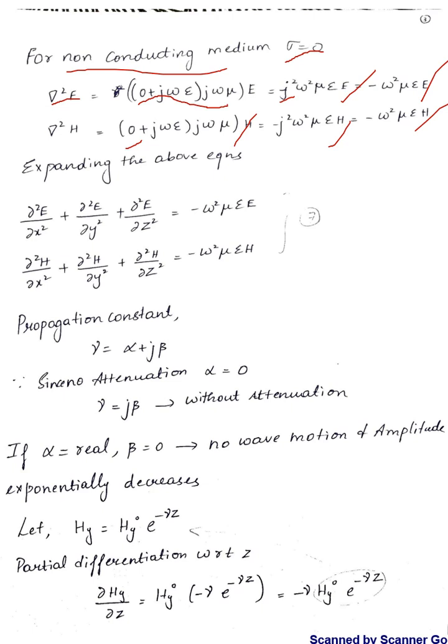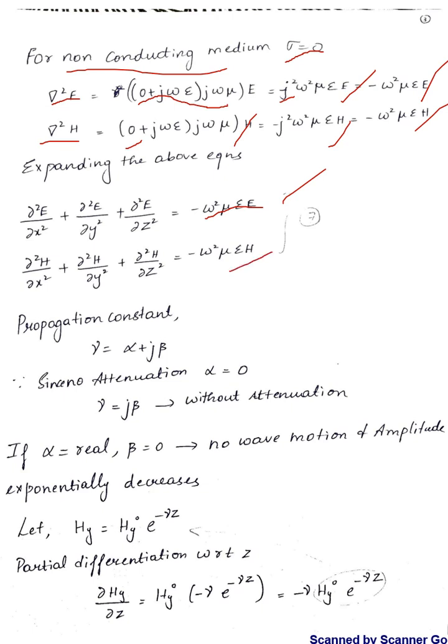If I expand this equation, I'll be getting dou square E by dou x square plus dou square E by dou y square plus dou square E by dou z square is equal to, writing the RHS the same as it is. And expanding this del square H in x, y and z coordinates, I'll be writing the equation: dou square H by dou x square plus dou square H by dou y square plus dou square H by dou z square is equal to, and writing the RHS term as it is.